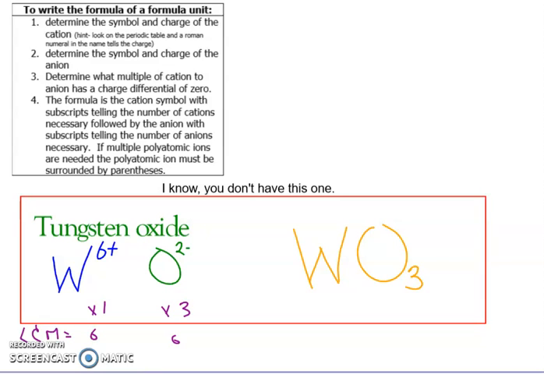If you worked through it and got that, fantastic. Tungsten's a +6, oxide's a 2-. The least common multiple is 6. So we're going to need 1 tungsten. We're going to need 3 oxides to get 6 and 6. So it's going to be WO3.